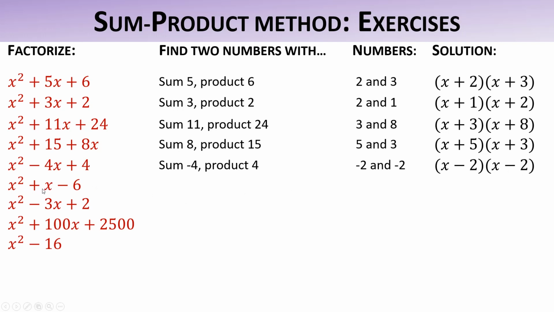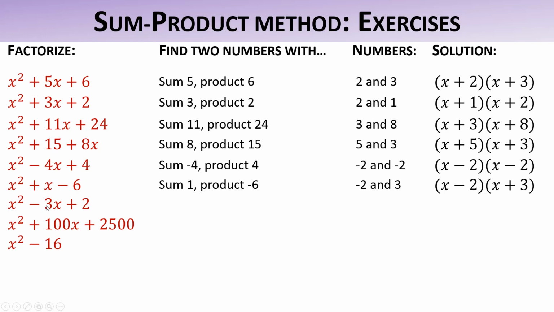Here the sum of my two numbers is going to be, well, there isn't a number visible here, but that means that secretly we have a 1 here. x is just 1x. So the sum is 1 and the product is minus 6. The product is negative, so that means I have a negative and a positive number. The sum is still positive, so the positive number is a bit bigger. So what works is minus 2 and 3. So we get x minus 2 times x plus 3.